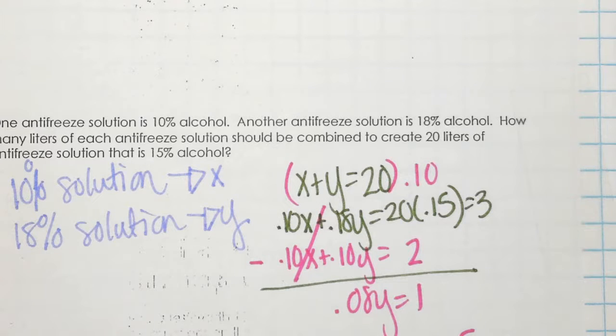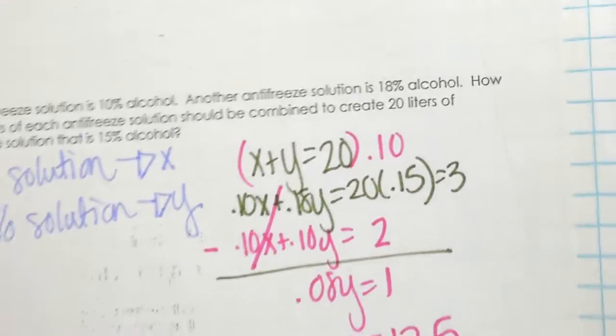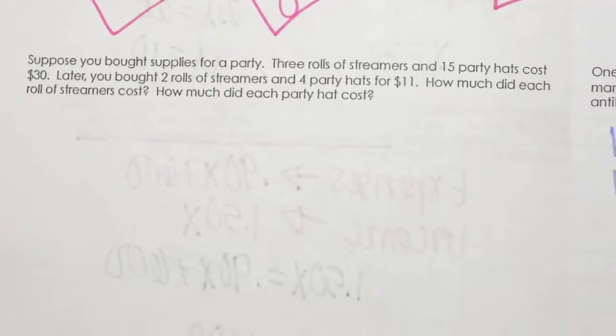The antifreeze problem. I ended up getting 3.75, so 8.5. Did you drop your 0 with 0.08? Now I multiplied everything by 0.20. Oh, you should still get the same answer though. I'll come look at it in just a second. Let's look at the party streamer one and then I'll come look at it.